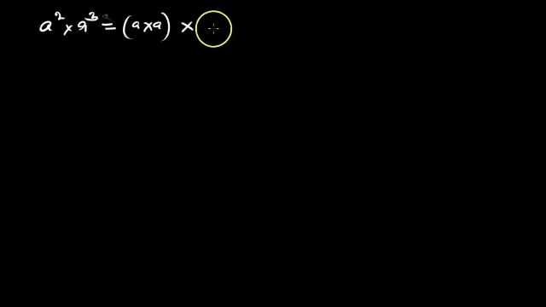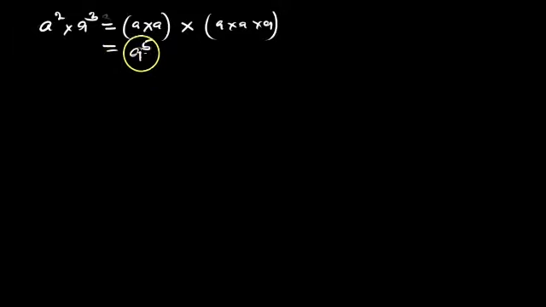If you have a raised to power 2 times a raised to power 3, it is easy for me to conclude that this is a times a, that's the a raised to power 2, times a times a times a, that's the a raised to power 3. Now if you count them together, you have a times a, that's 2, 3, 4, and 5. So I can easily say that this is the same thing as a raised to the power of 5.